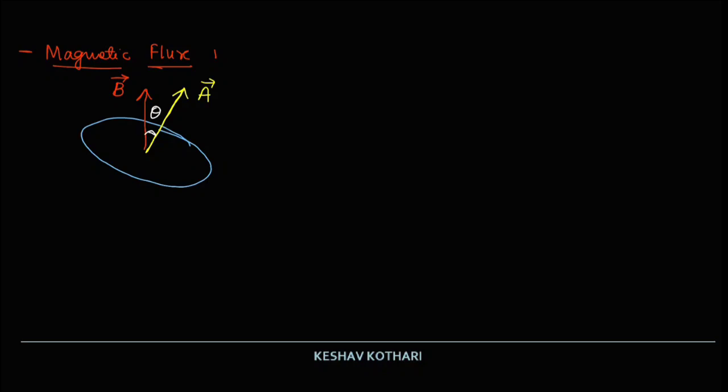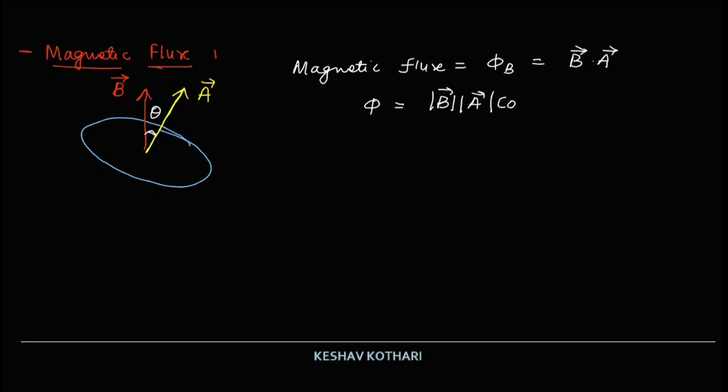So we can write from here the mathematical formulation for magnetic flux: phi B is equal to B dot A. Which we can write as magnitude B, magnitude A, cos theta, just like any other dot product, or we can also write it as B perpendicular into A, where B perpendicular is basically B cos theta. So it is the component of magnetic field perpendicular to the face of the area.